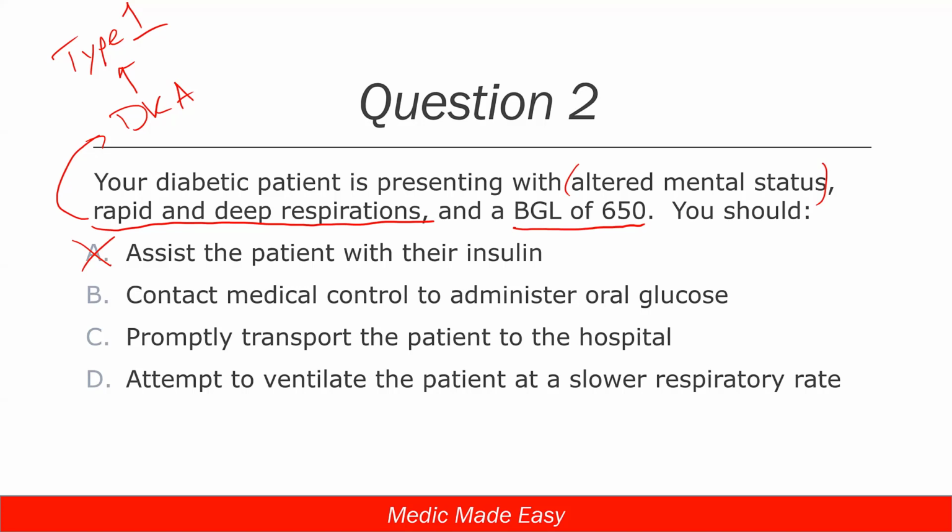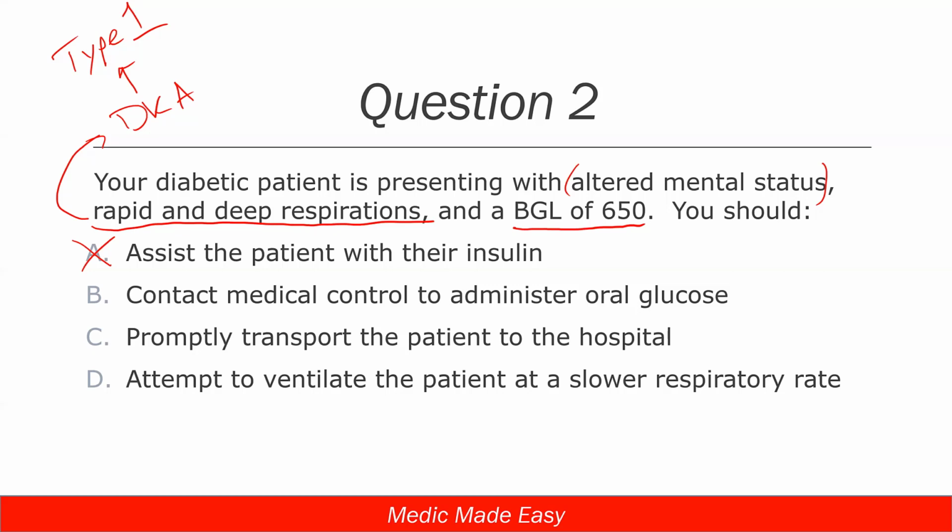We cannot, it's out of our scope of practice, it's out of our realm. We cannot assist them with their insulin. Even though the patient is altered in the scenario that I wrote, if our patient was conscious, we still can't assist them with their insulin. Even if they say, this is the normal amount of insulin that I take, we still cannot assist them with their insulin.